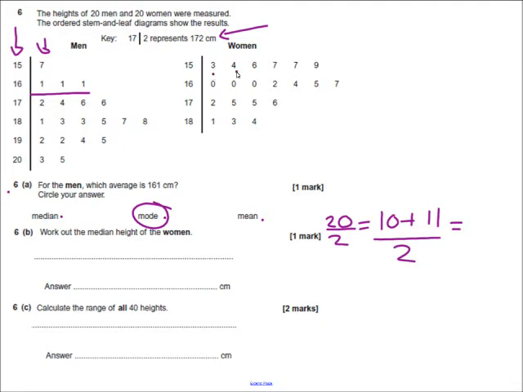So 1, 2, 3, 4, 5, 6, 7, 8, 9, 10. So our 10th value is 162, and we need to add our 11th value, which is 164. And when we add those two values and divide by 2, we end up with 163 centimetres. So our answer for our median height of women is 163 centimetres.